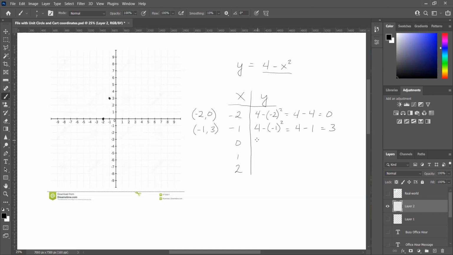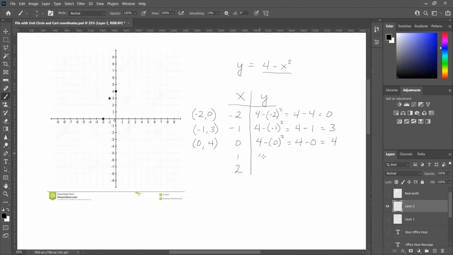Let's plug in 0. Still have 4 minus, and now we'll have 0 squared. So that'll be 4 minus 0 times 0 is 0, and 4 minus 0 is 4. So I have the point, the x value I picked, and the y value I got when I plugged that in, and I've got 0 on the x, but 4 on the y, puts me up here.